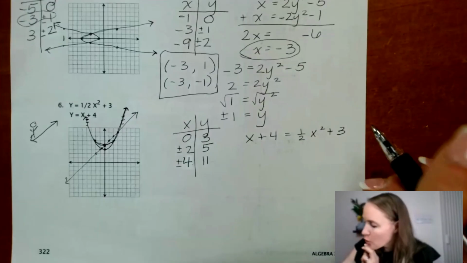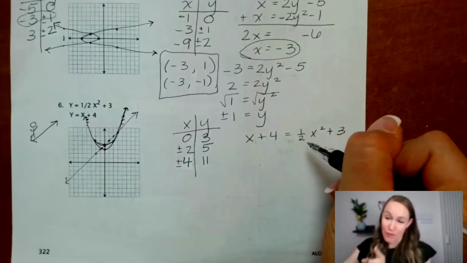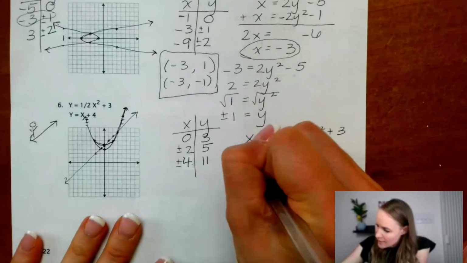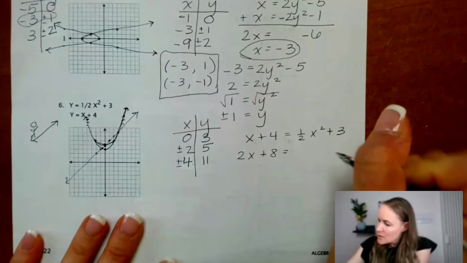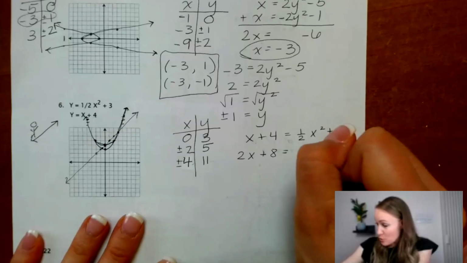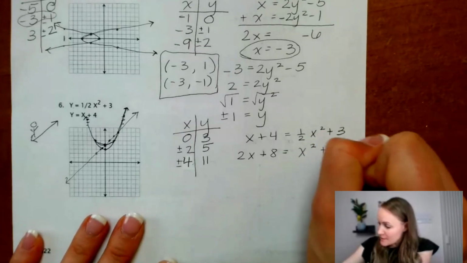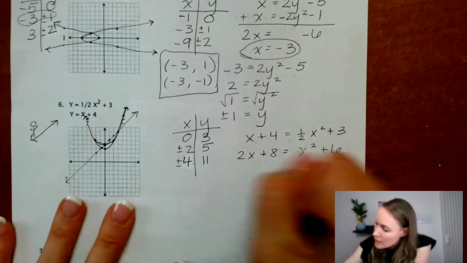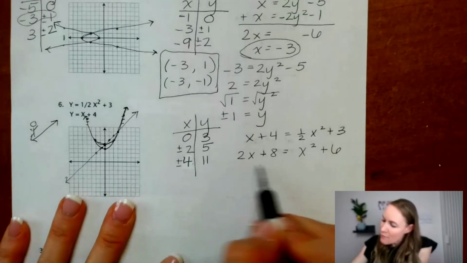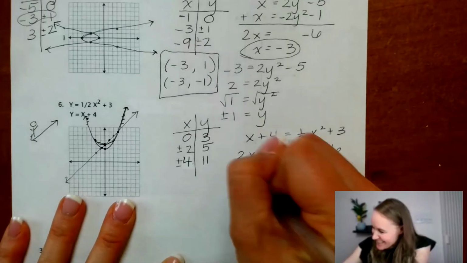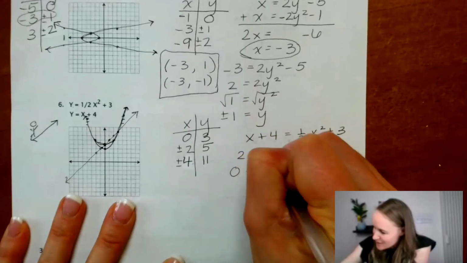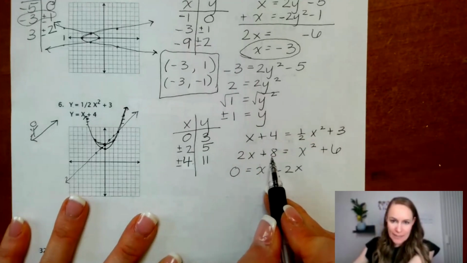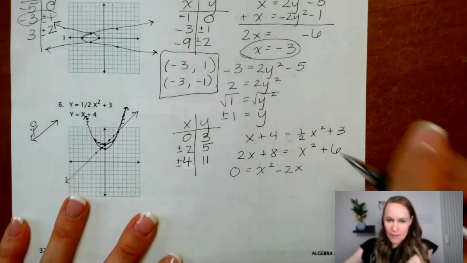Okay, so I want to get rid of the fraction, so I'm just going to multiply every term in this equation by 2. So I have 2x plus 8 equals, and then 2 divided by 2 is 1, so I just have x squared, and then plus 6. Okay, that looks good. Let's move everything over to one side and set it equal to 0. I'm going to move everything over here. So I have 0 equals x squared minus 2x. And then I'm going to subtract 8. So positive 6 minus 8 is negative 2.